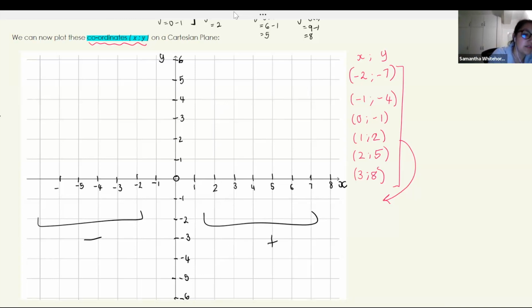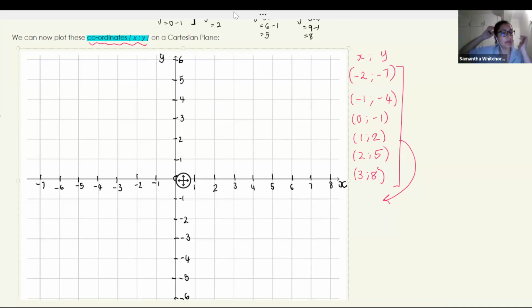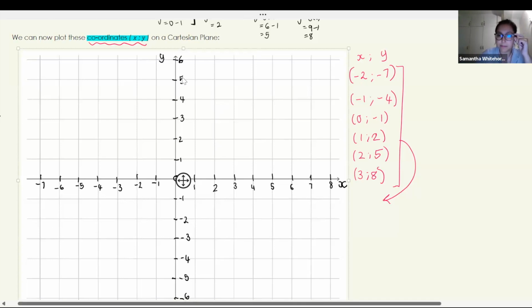This was all done in the very first lesson of this course. So again, if you're new, if you don't remember, I would go and watch those videos so that you know what's going on when we work with our Cartesian plane.